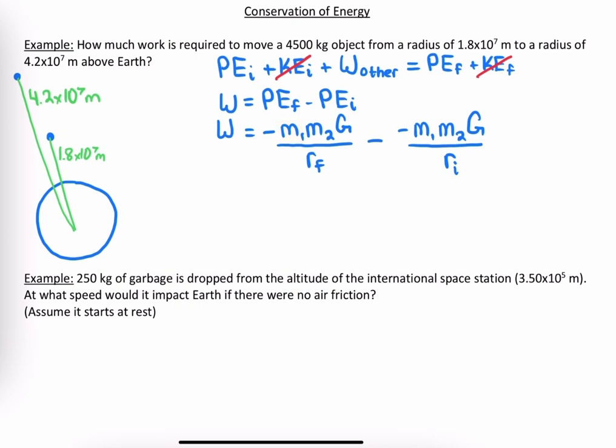What I'm going to do, though, is one extra step of algebra first, just to save me a little bit of writing and a little bit of calculator work. Because so much stuff is repeated twice here, right? M1, M2, big G are the same in both of these terms. So rather than writing them down twice and typing them into my calculator twice, introducing extra opportunities for me to make an error, I'm going to factor those out.